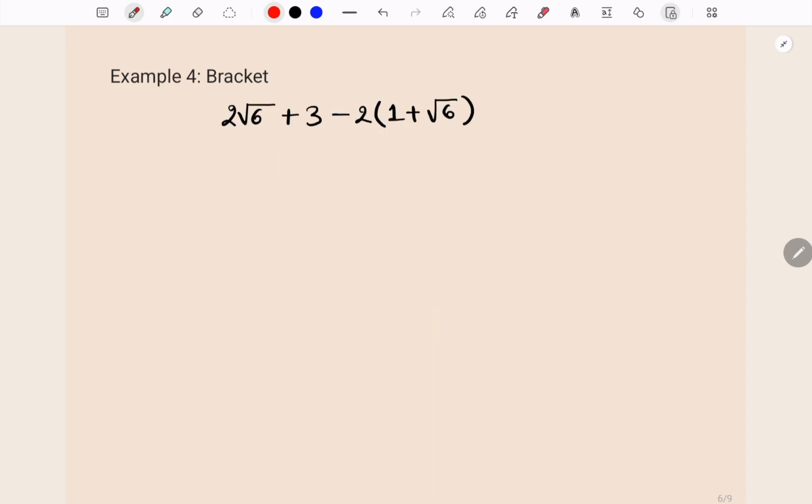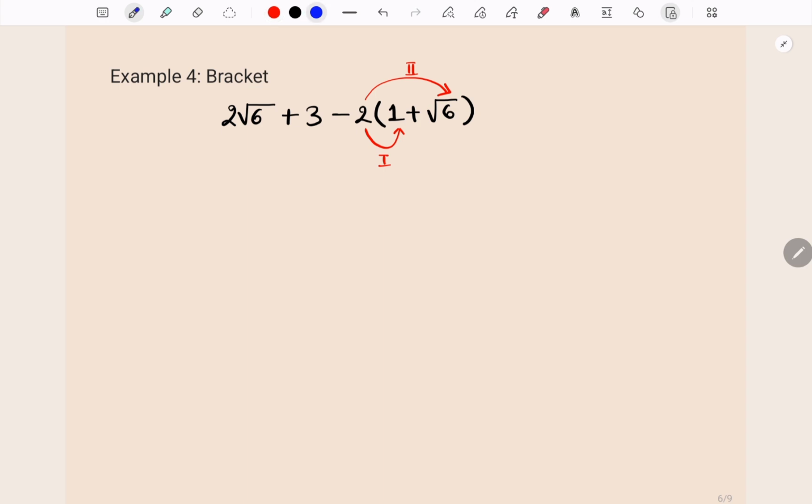Moving on to the next question. Look carefully, we have a bracket here in this question. Okay, so here we have minus 2 and then this bracket. So we need to multiply this minus 2 with 1 and we will multiply this minus 2 with root 6. So there are two multiplications that we need to perform here, right?